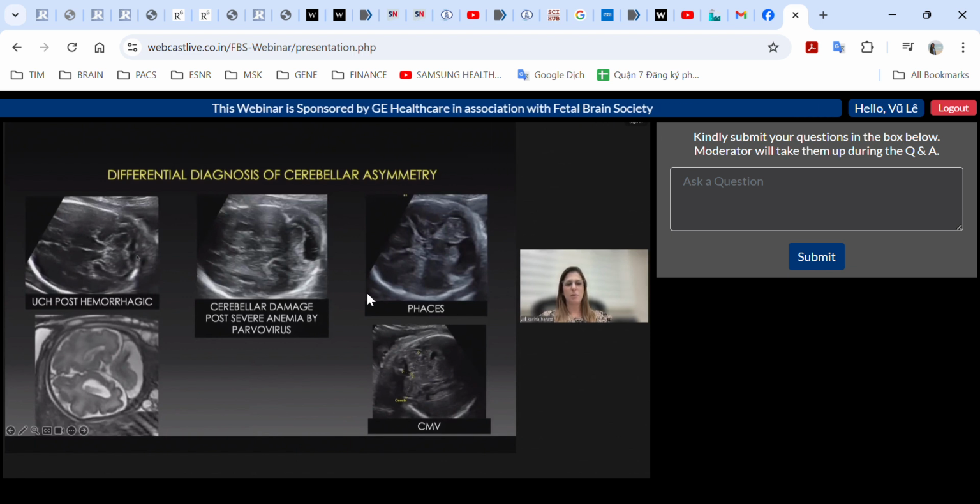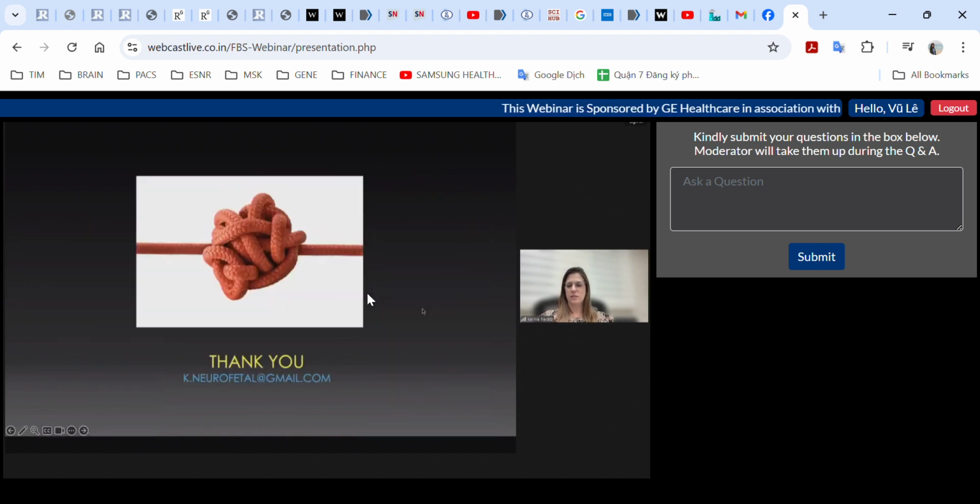So it can be post-hemorrhagic, and we don't know why this hemorrhage occurred. It can be after severe anemia or by direct damage, either by parvovirus or CMV, because the damage by infection is not symmetric, and the telephone receiver of the faces syndrome. And I'll be here to answer questions. Hope we have given you some tools to take home in the workup of these challenging entities. Thank you.